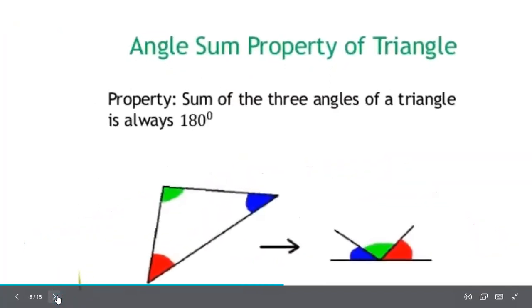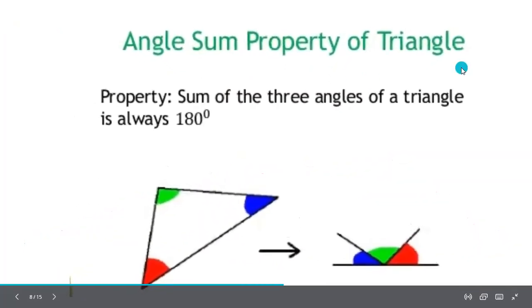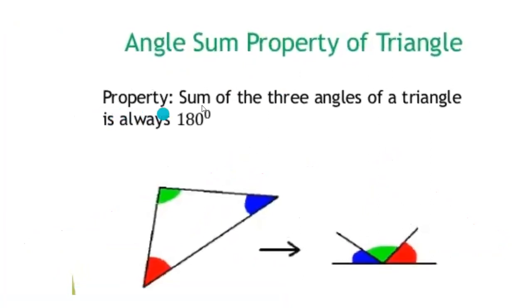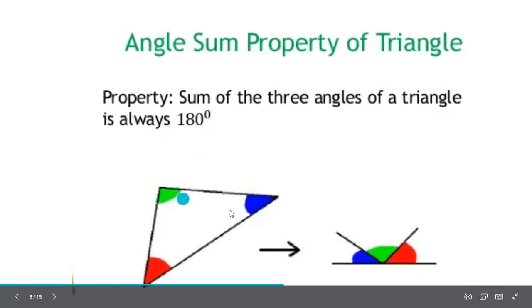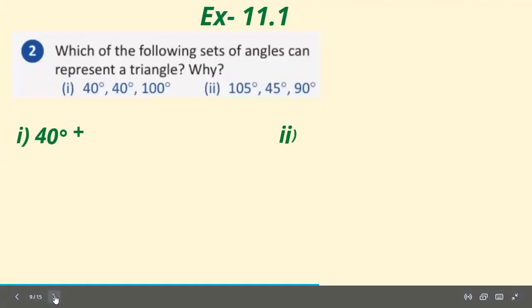Next, angle sum property of a triangle. So what is the property? The sum of the three angles of a triangle is always 180 degrees. When we add all these three angles, it should give 180 degrees. That is called the angle sum property of a triangle.